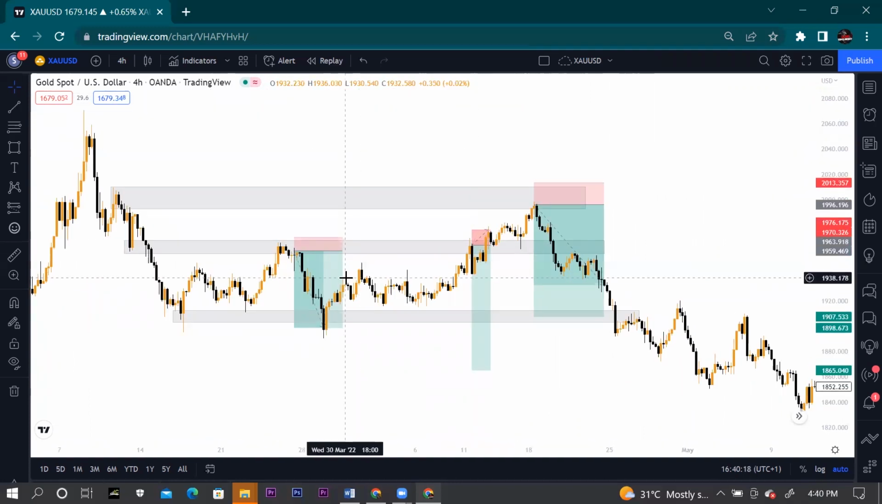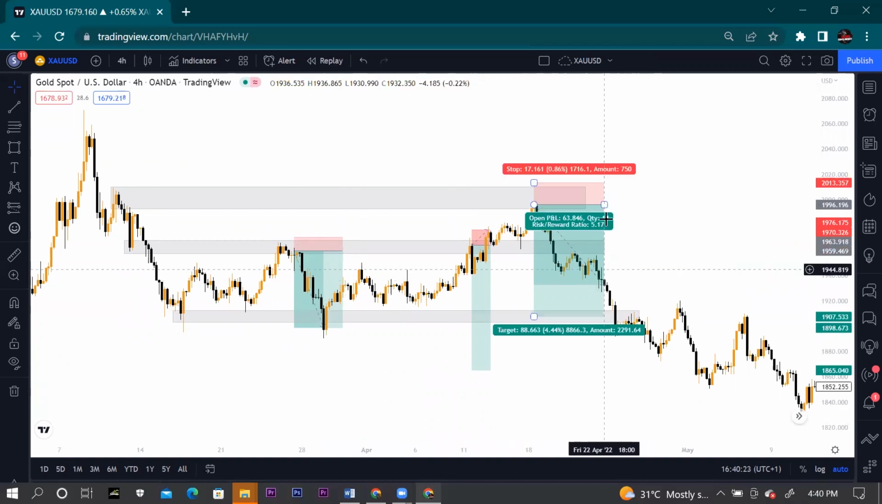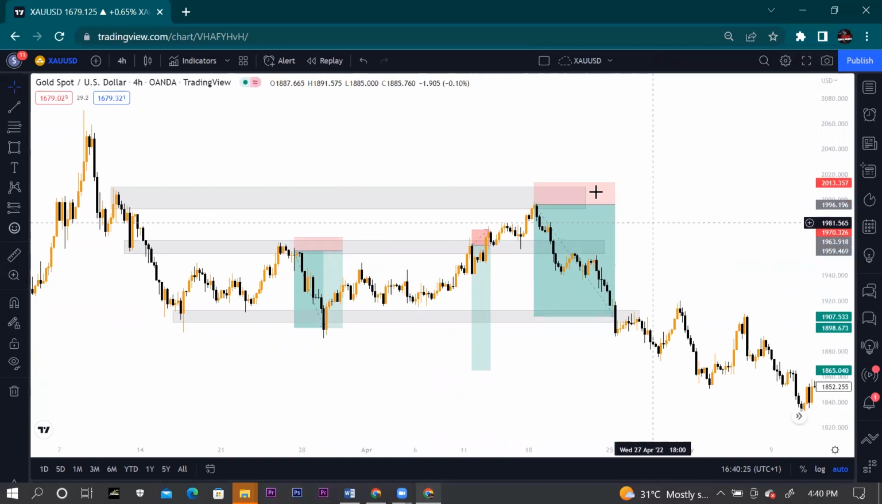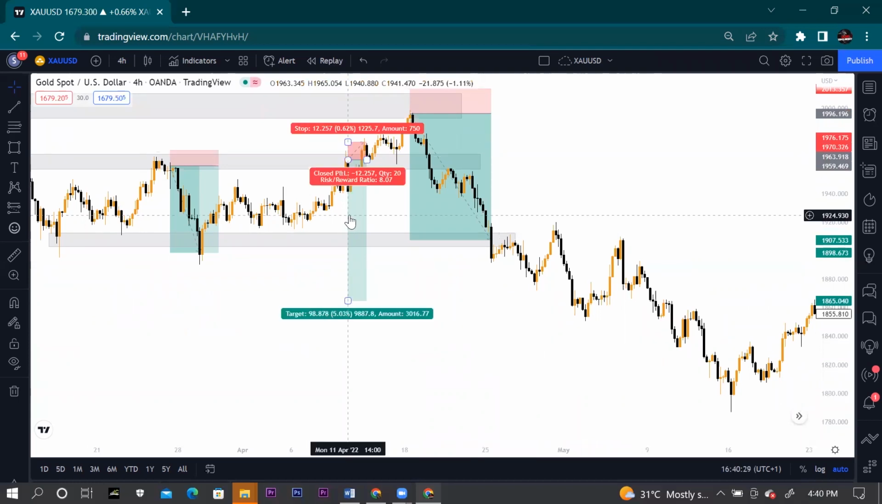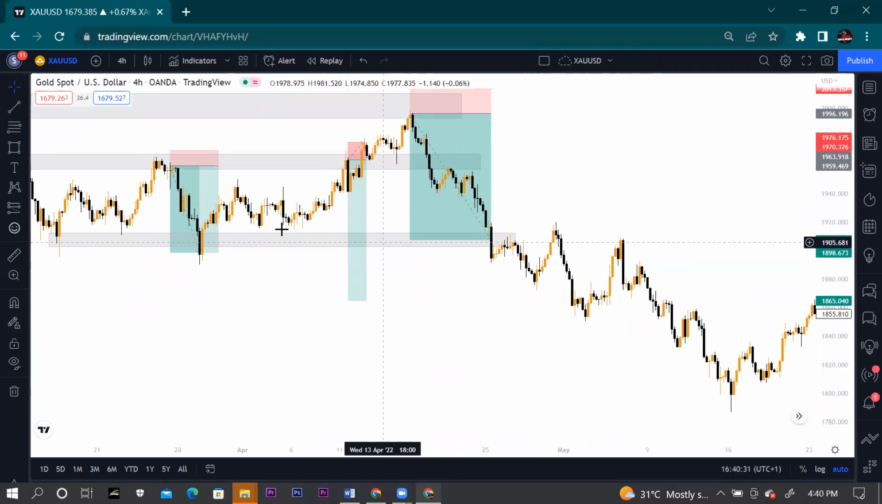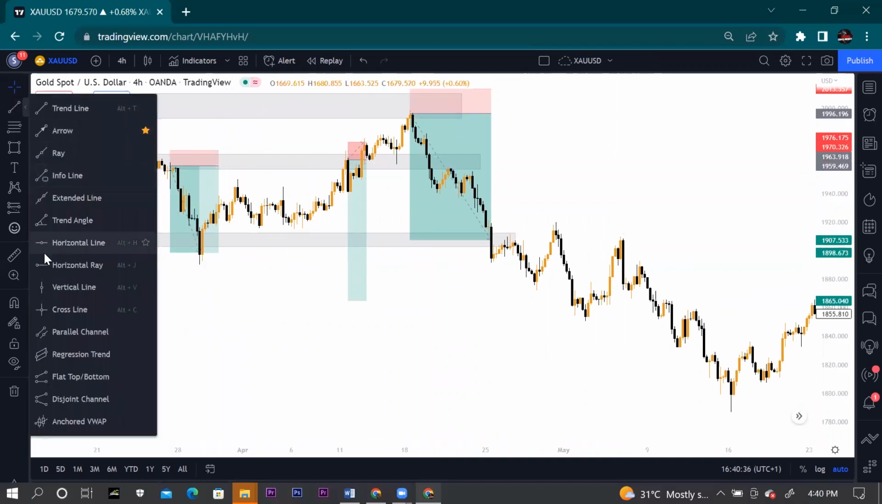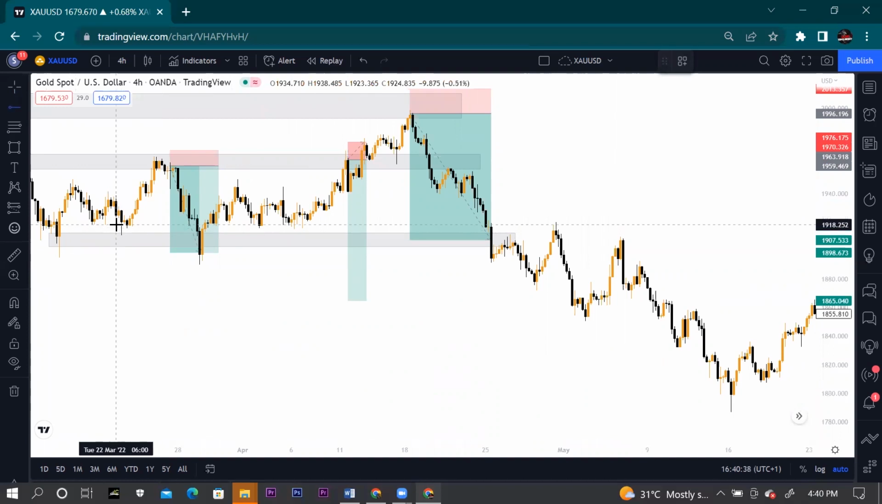So now let's map out the next zone to see what happened. When the market hit our TP, what we'll be doing is to map out the next zone, the next level. So the next level at this point here, it's here. If you look, let me bring the horizontal line, horizontal ray.